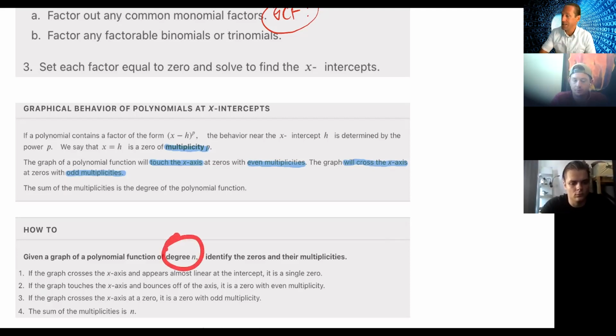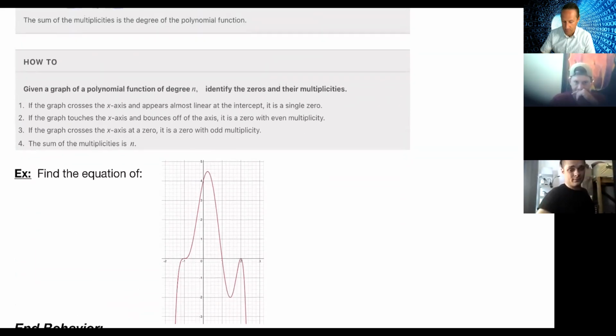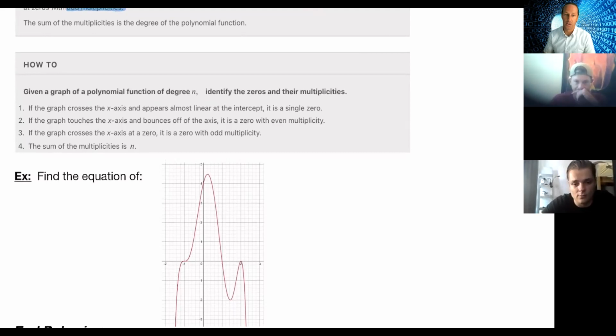If we know the degree is n, remember we talked about the number of terms, the number of possible x-intercepts or zeros that we would have? Well, here's some more stuff for your notes if you wanted to pause the video at this point and write some of this stuff down. Otherwise, this is all a quick review of some of the stuff that we've talked about. And now I wanted to see if you can give me the equation of this example based on stuff that we've been talking about and reviewing again.